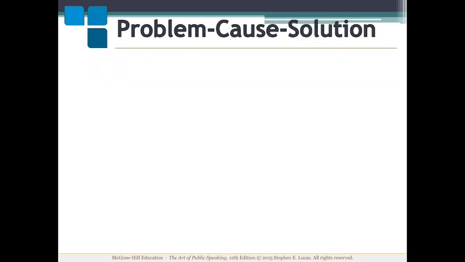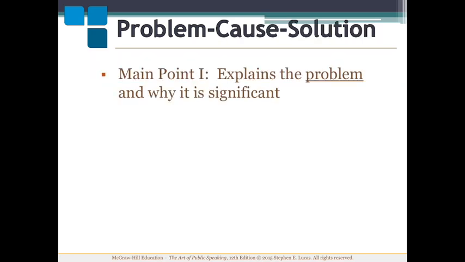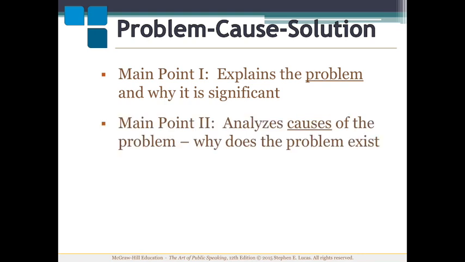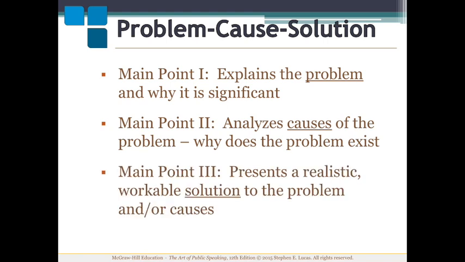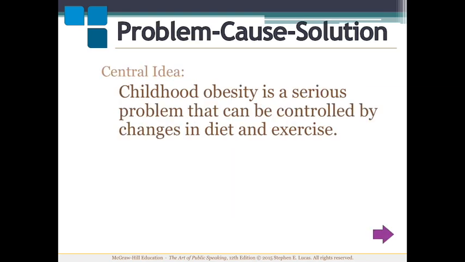A variant of this, problem cause solution, right? Main point 1 explains the problem, why it's significant. Point 2 analyzes the causes for the problem and why the problem exists. And then main point 3 presents a realistic, workable solution to the problem and or causes. Here's an example. Here's the central idea for problem cause solution. Childhood obesity is a serious problem that can be controlled by changes in diet and exercise. Okay, good topic, good central idea.